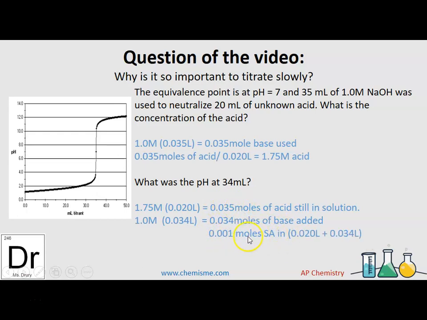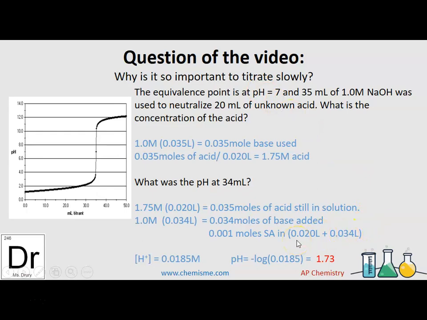So I have 0.001 moles of strong acid left, and remember we add our volumes to find the total, because we have a total solution, they were added together. And once we find the concentration by dividing, we just negative log that concentration to get a pH. So some things I want to point out is the pH is significantly lower. Up here, the pH was 7. 1 milliliter down, the pH is 1.73.